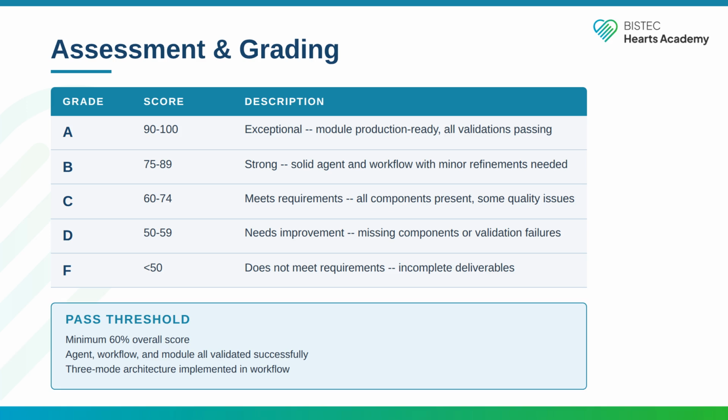The pass threshold is 60% overall, but there are hard requirements beyond the score. Your agent, workflow, and module must all pass validation. You must have all 3 modes implemented in your workflow. These are non-negotiable. The assessment weight is 25% weekly assignments, 25% mentor evaluation, 40% milestone delivery, and 10% peer feedback. The milestone is worth the most because it's the comprehensive demonstration of your creation layer skills.